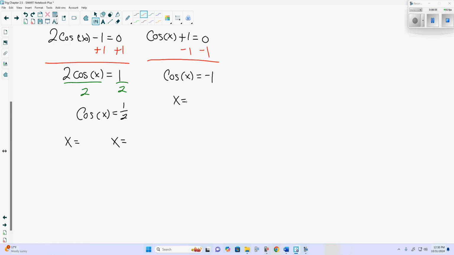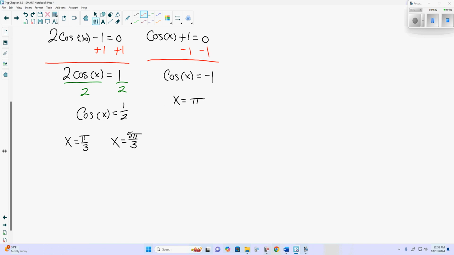Questions on how we got to this part here? Now to find cosine of x equals 1/2, well, we can use the unit circle and see where the x value is 1/2 on the unit circle. Well, we're looking at pi over 3 and 5 pi over 3. And then cosine of x equals negative 1 at pi. Questions on any of this here so far?